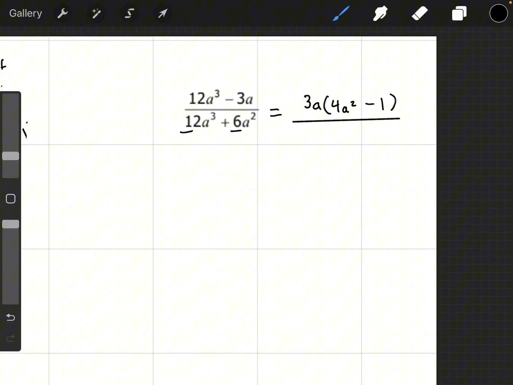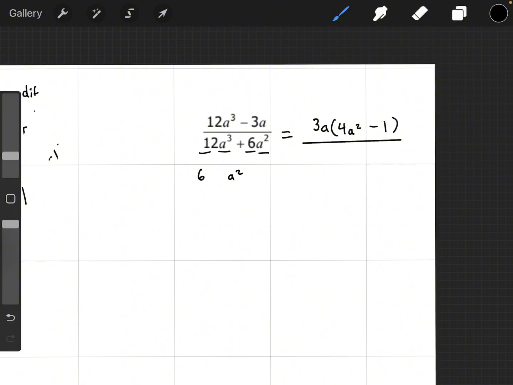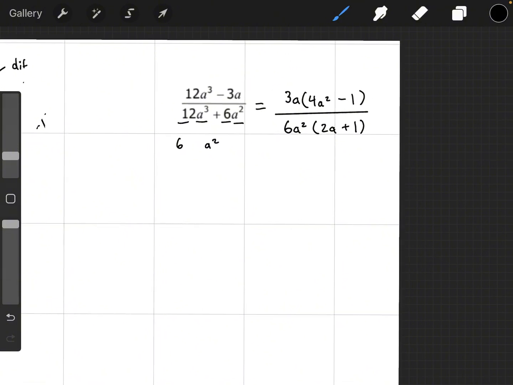And on the denominator, 12 and 6, the greatest common factor is 6. And a cubed and a squared gives a squared. So we'll leave that on the outside of the parentheses. We have 6a squared, and on the inside, we have 2a plus 1.